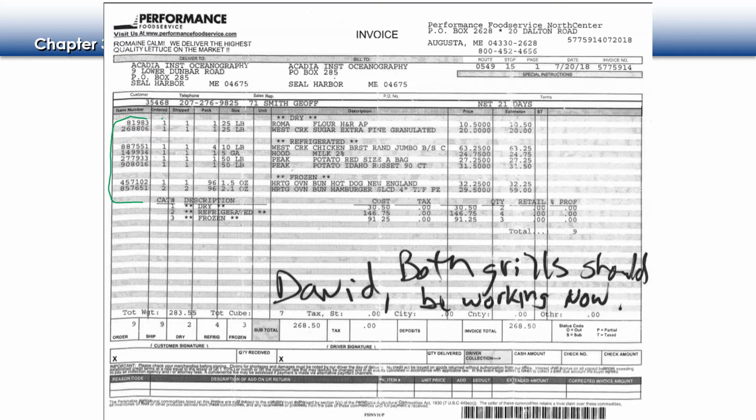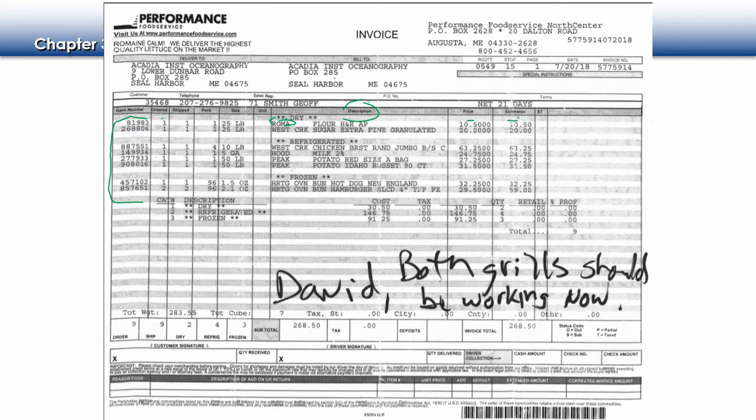The next one is the description, so it tells you exactly what that item is, then the price, and then extension is the total price. So the price is for one item, extension is for all the items that I particularly ordered. So let's take a look real quick. Roma is my brand. I had 25 pounds of flour, and there was one of them. I ordered one 25-pound bag of sugar.